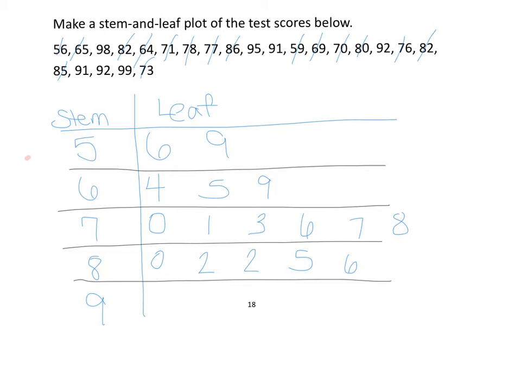Moving on to the 90s, we have two 91s. We have one in the middle of the first row, and we have one in the second row. We have two 92s. One is at the end of the first row, and one is in the second row. We have a 95 in the middle of the first row, a 98 at the start of the first row, and a 99 in the second row.